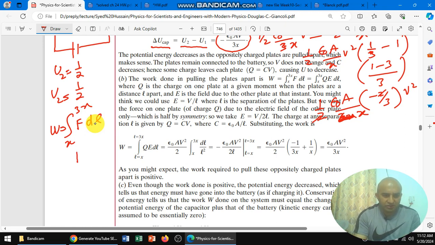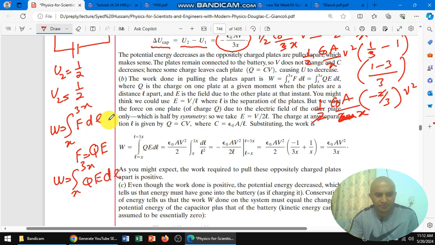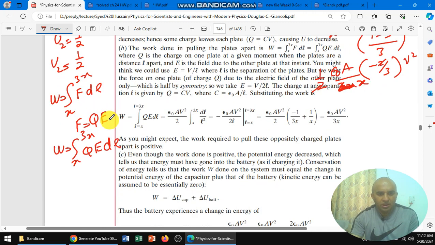So F is equal to, as we know, the electric force F is equal to QE. Now we put this formula in this equation: the integral from x to 3x of QE dl.